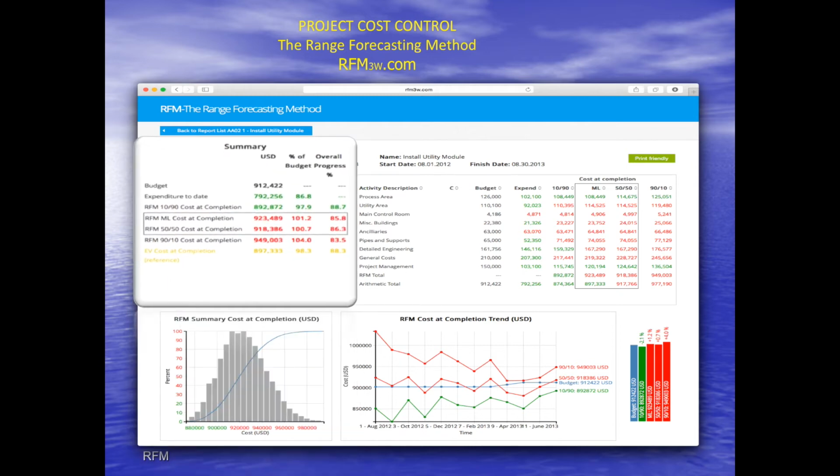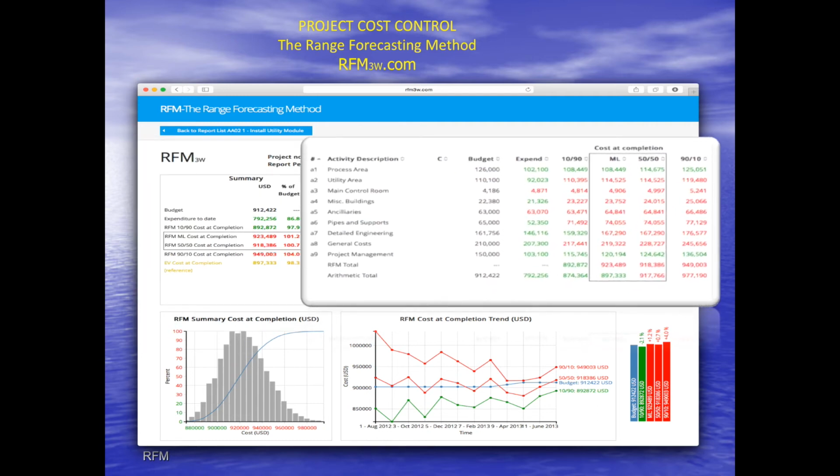This is the overall summary report. As for the cost risk analysis report, the numbers in red are cost values above budget. At a glance, you see the position of the project and in which direction the project might be moving. The cost at completion, as suggested by the earned value method, is shown for reference only. It tends to be a much smaller value, meaning more optimistic, than, for example, the RFM P50 or 50-50 value.